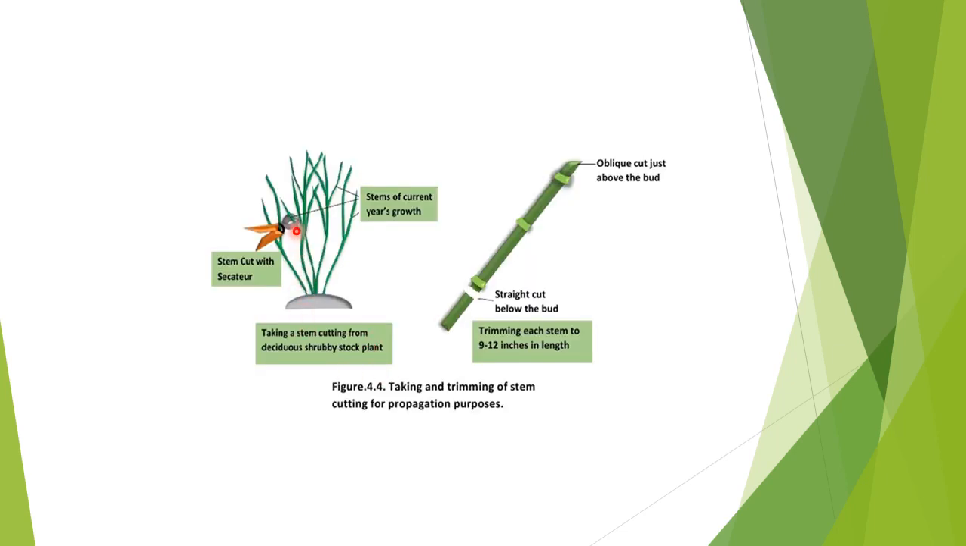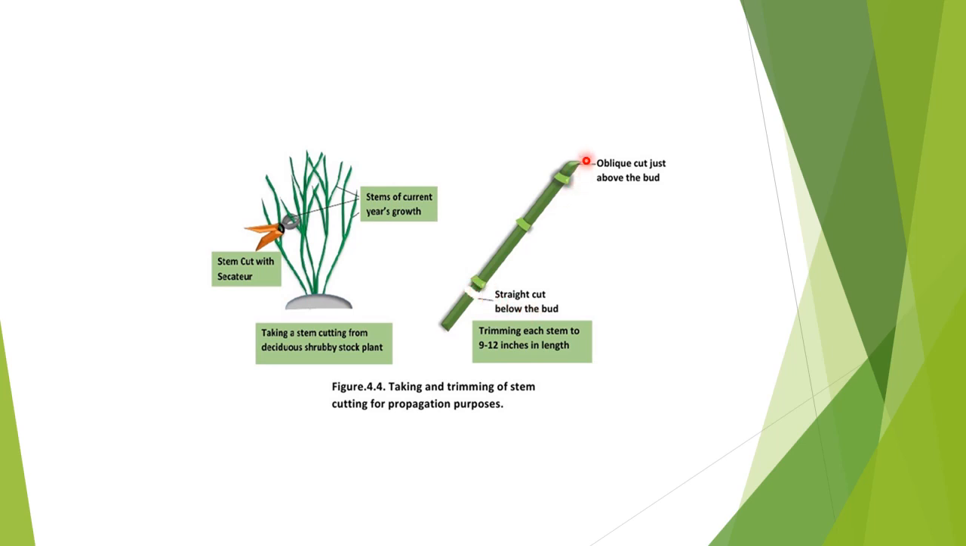You take a pruning scissor and you take the stem of the current year growth. This is the current year growth. You cut it here with a secateur, and then you make a cutting having several nodes. Now we have an upper cut and a lower cut. For distinction, the upper cut can be an oblique cut a few centimeters above the bud, while the lower cut should be nearer to the bud, a straight cut below the bud.